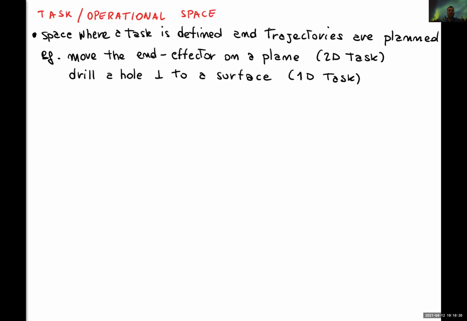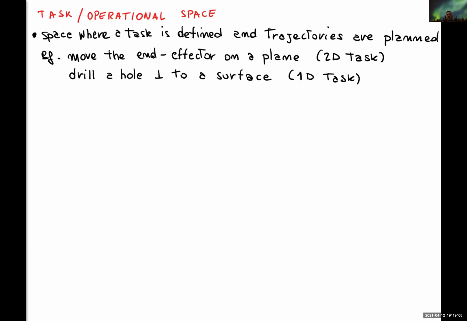What about the operational space or the task space? Both names are the same and equivalent. So the task space is the space where the task is defined, and usually where the trajectories are planned. So, for example, if you want to move the vector on a 2D plane, we have a 2D task. If you want to drill a hole perpendicular to a surface, we do have a 1D task.